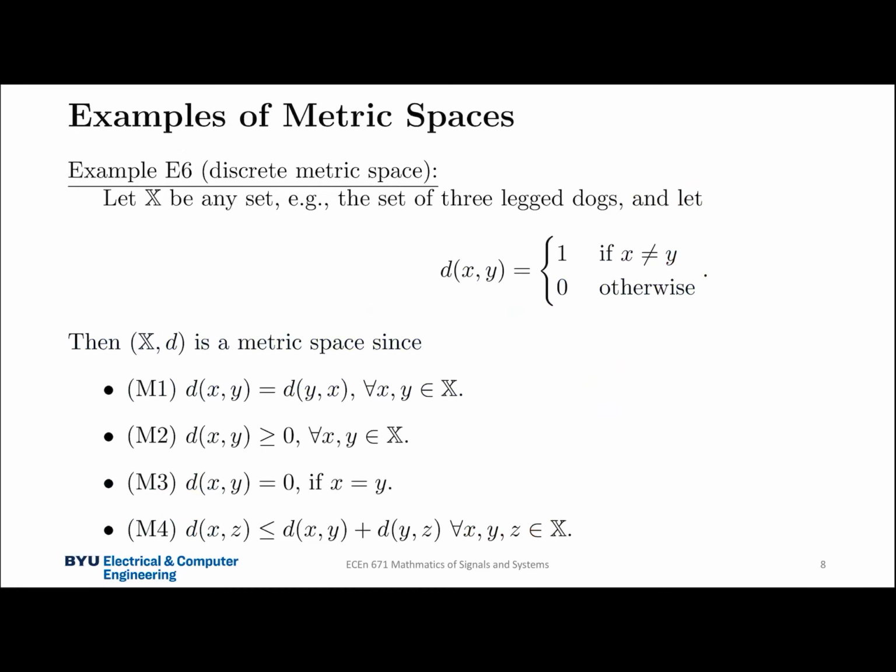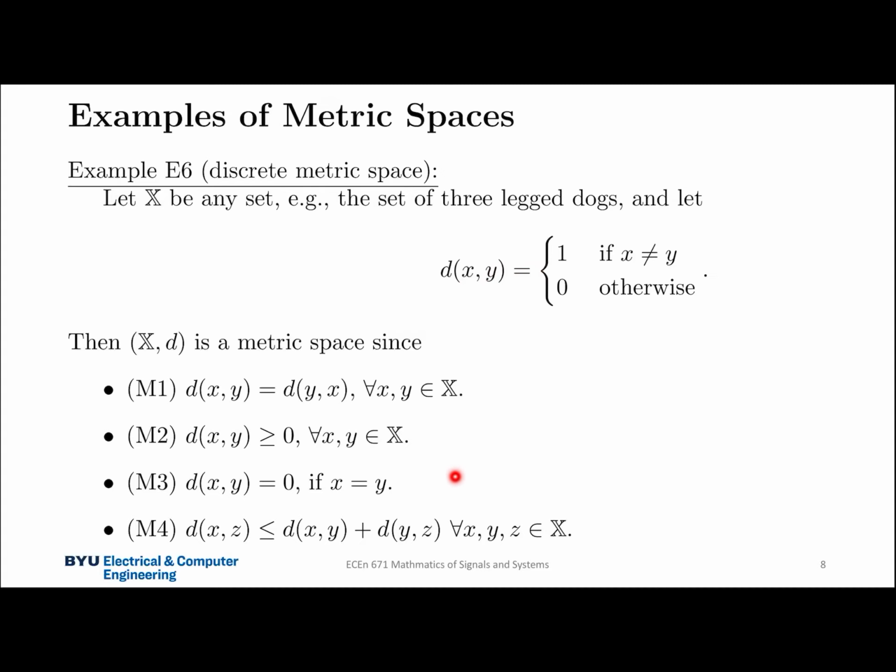Okay, another metric space is the discrete metric space. So let X be any set. So it might be the set of three-legged dogs, for example. So it's just a set, so you collect all the three-legged dogs in the world, and there's your set X. And then you've got what we call the discrete metric, which is basically the distance between X and Y is going to be 1 if they're not equal, and 0 otherwise. So you get 2 dogs, and if they're different dogs, then the distance between them is 1. If it's the same dog, the distance is 0.